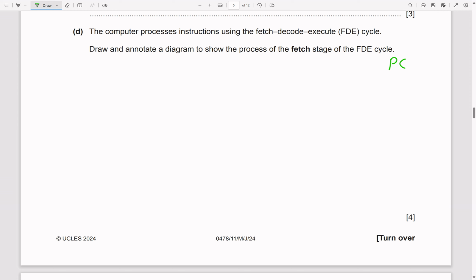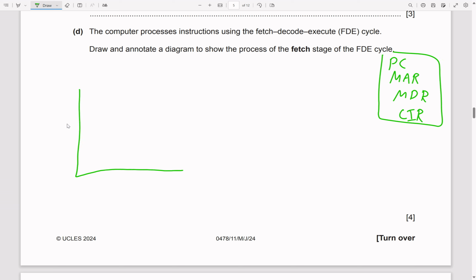Well, first we've got the PC, the program counter. Then we've got the MAR. Then we've got the MDR. And then here we've got the CIR. And of course all of these are going to be in the CPU. I did check the mark scheme. They've got a slightly more detailed diagram. But let's just say here, first we've got the PC, and I'm just going to draw that in a box. Then we've got the MAR.